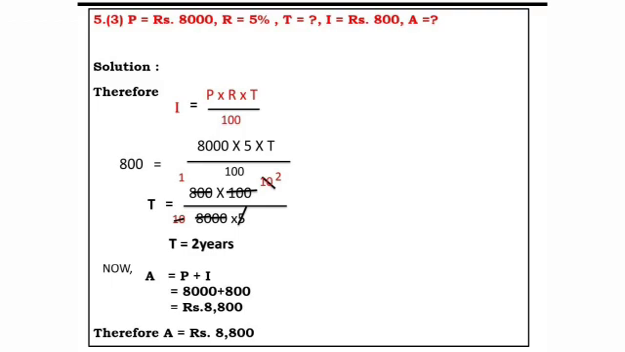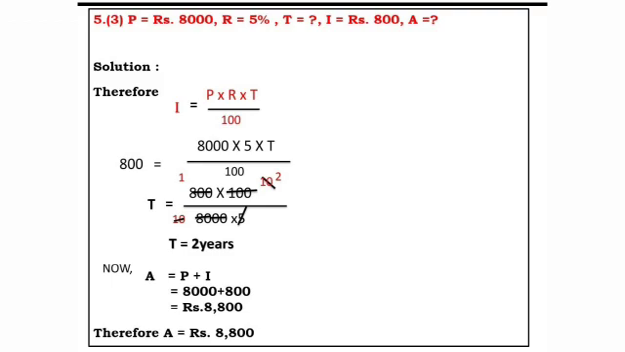But I have not multiplied and I have not done the cancellation. So you can bring it to your left hand side by writing it as a reciprocal. So 800 into 100 upon 8,000 into 5 is equal to time. So now you do the cancellation and therefore your time is 2 years. So now you have got the time, you have got the period, that is 2 years.